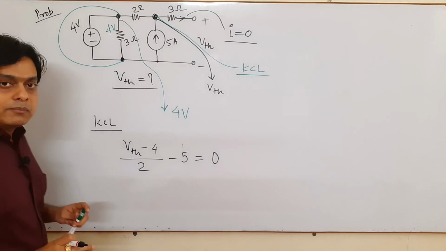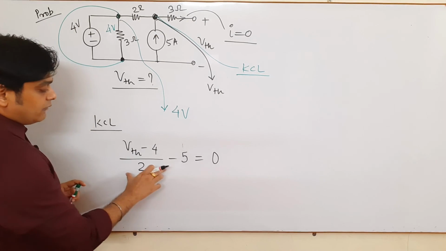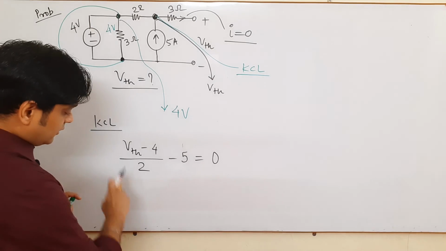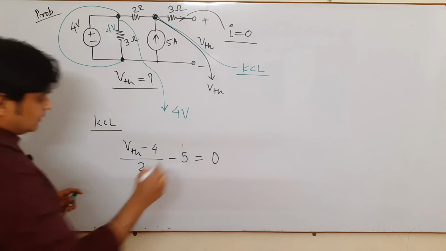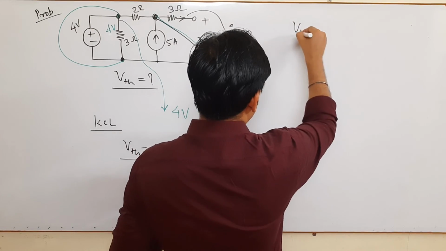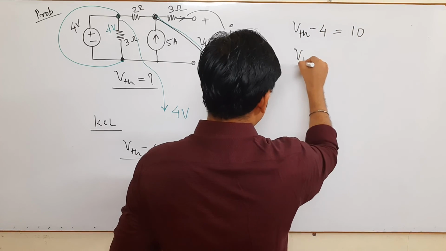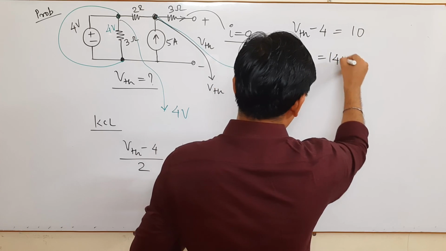So we have simply applied that the algebraic sum of currents at a node is 0, and the same concept I have applied here. Now can you find the value of VTH? Yes, VTH minus 4 comes to be 10, or you can say VTH is equal to 14 volt.